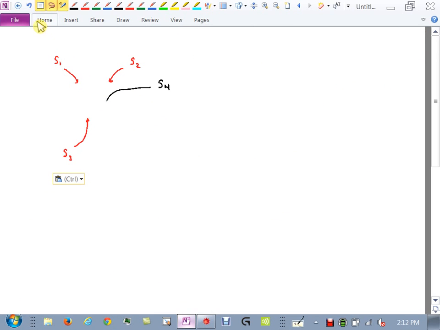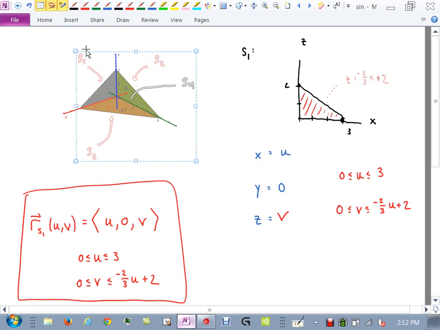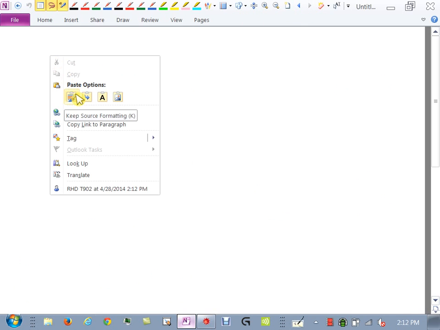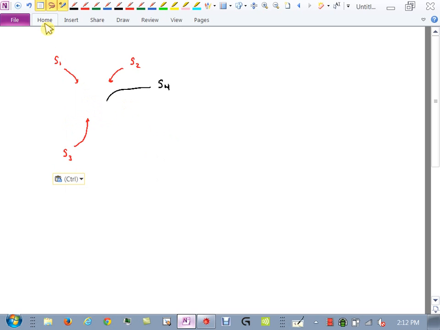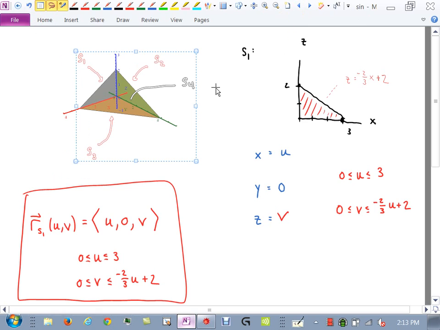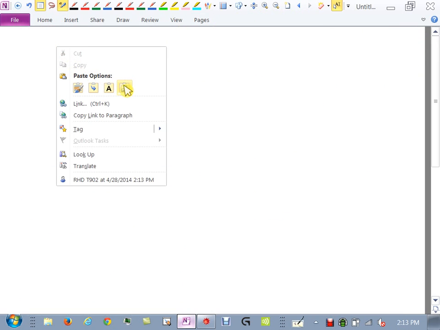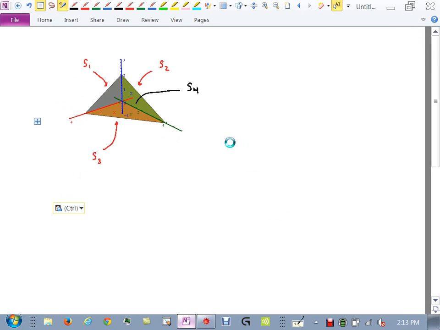Whoa. It didn't like that. For some reason, it did not want to bring it all over. Yeah, I don't think I do. That should grab it. Come on. There you go.